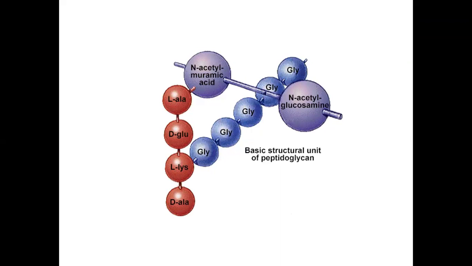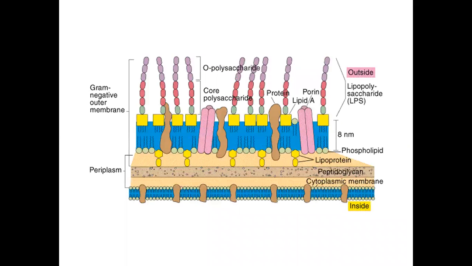As shown in this figure, this is the basic structural unit of peptidoglycan, composed of two sugars, N-acetylglucosamine and N-acetylmuramic acid, bound by a glycosidic bond and connected by peptide bonds to amino acids: glycine with lysine, alanine, glutamine, and alanine molecules.